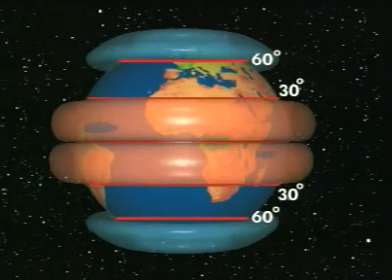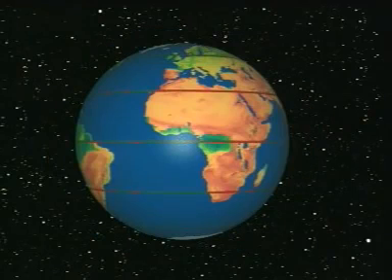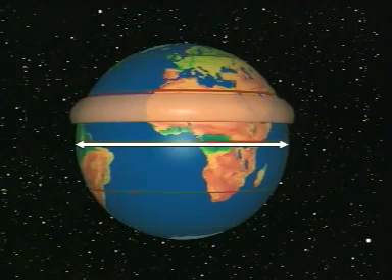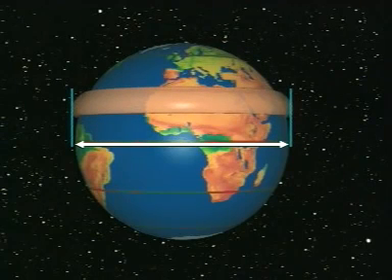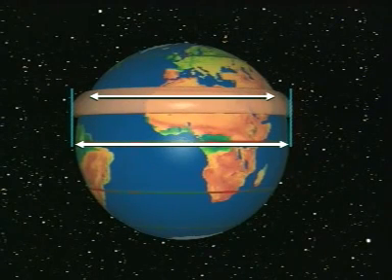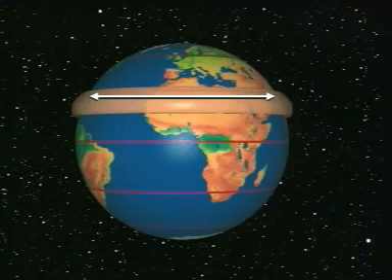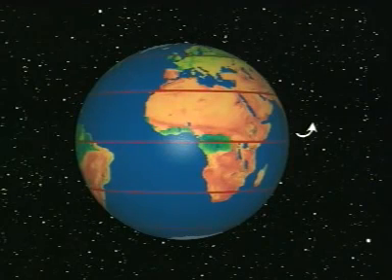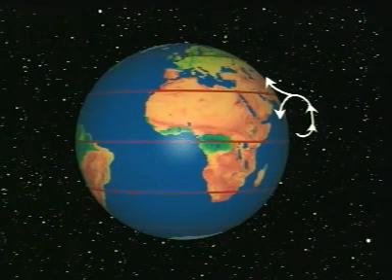Let's look at the region between the cells. It's quite complex here, but we'll try to simplify it. In the upper atmosphere, as the air from the equator heads towards the poles, it squeezes into a smaller area. Air builds up, producing a high pressure belt on the surface at about 30 degrees from the equator. At the surface, air is diverted both north and south.